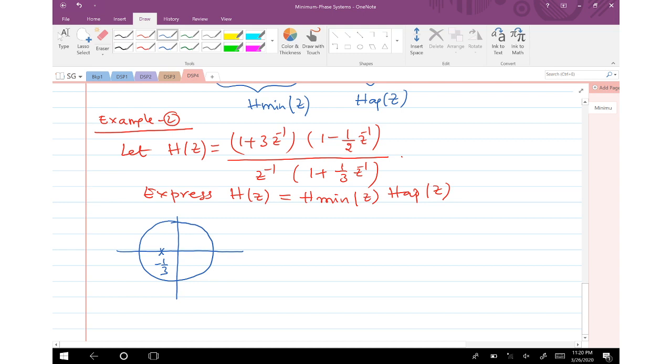It has two zeros. One zero is at z equal to minus 3. So there is a 0 at z equal to minus 3, and there is another 0 at 1 by 2. Okay, this is the real part, imaginary part, and this is H of z, right? We are going to express it first, H min of z.